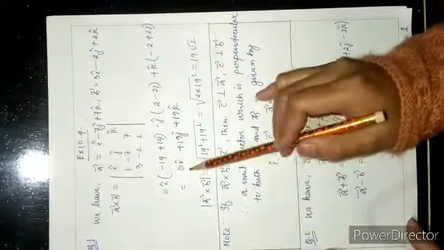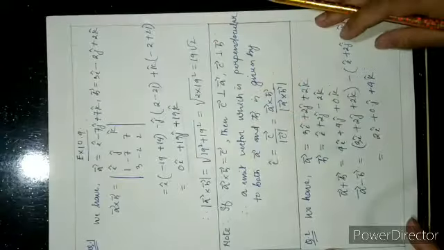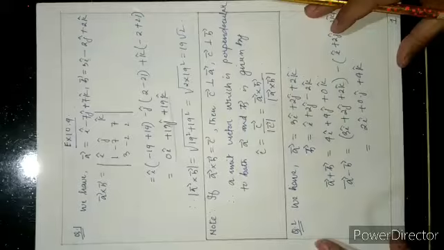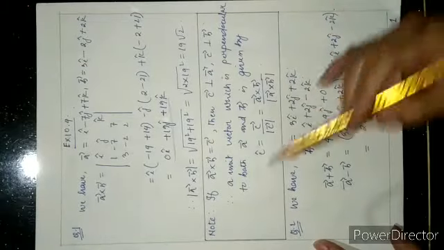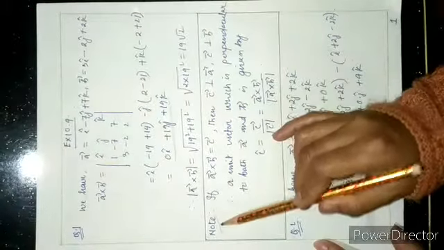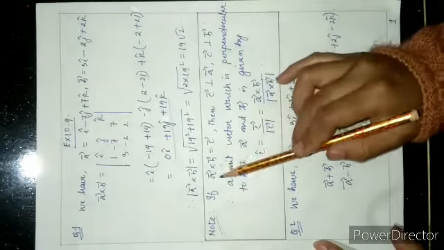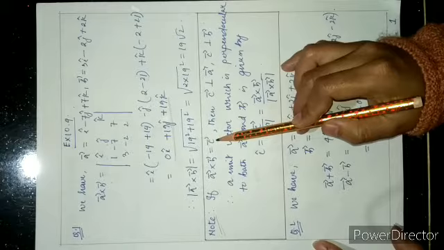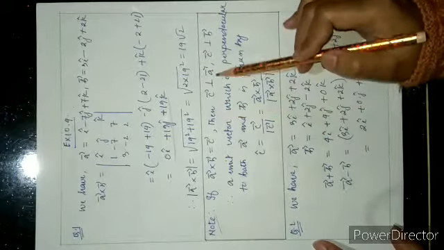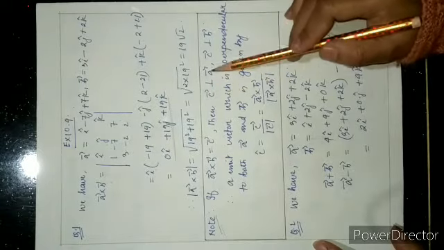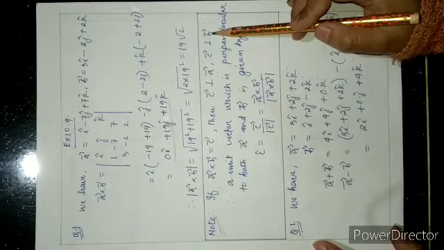Cross product of any two vectors is always a vector, not a scalar. This is an important note. If A vector cross B vector is equal to C vector, the cross product of A and B is a vector, represented by this C vector. Then this C vector is perpendicular to both A vector and B vector.